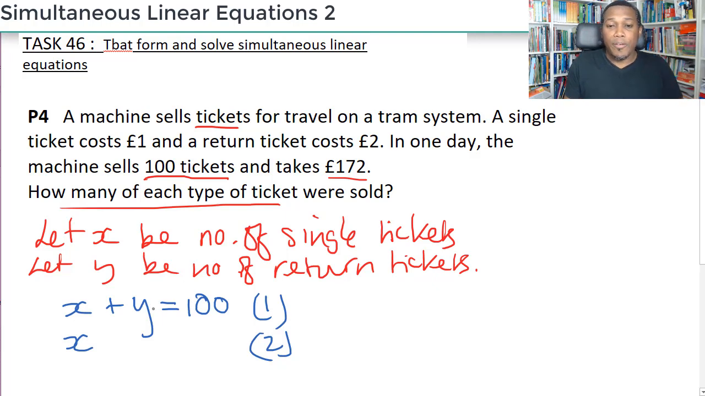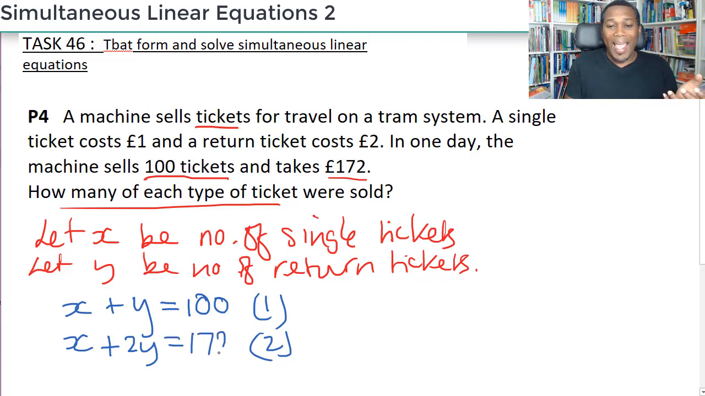For return tickets, it's a bit different, because for every return ticket I have to pay £2. If I bought one return ticket, it's going to cost £2, so 2Y. If I bought 2 return tickets, it's going to be 2 times 2, which is 4. Substitute in the value of Y. If you buy 10 tickets, it's going to cost £20, 2 times 10. So 2Y is the term that represents the money you make from selling return tickets.